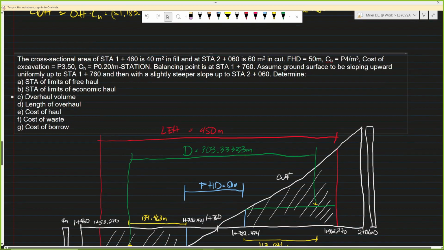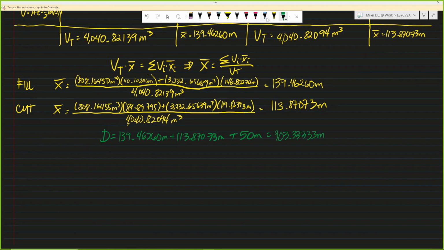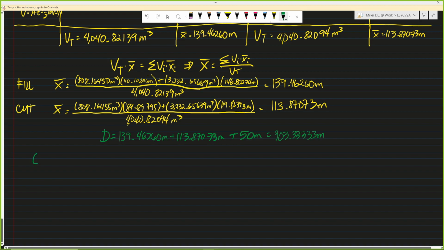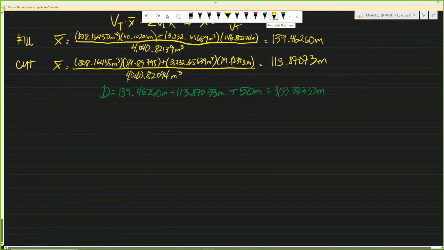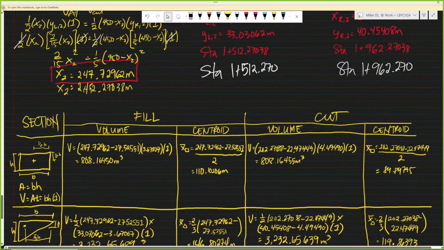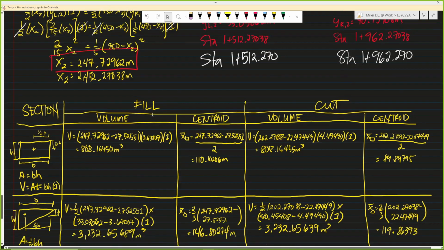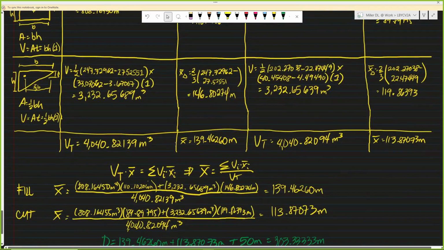So hindi pa pala natin na-solve. Ang pinapasolve ay overhaul volume tsaka length of overhaul. So, for the overhaul volume, sige, green na rin. Hindi, yellow natin yan. Yan. Overhaul volume. Okay? So, mapapansin ninyo, etong cut and fill natin, na sinolve kanina, yan na yung volume ng overhauls. Sa fill, tsaka sa cut. However, tingnan nyo, may discrepancy.